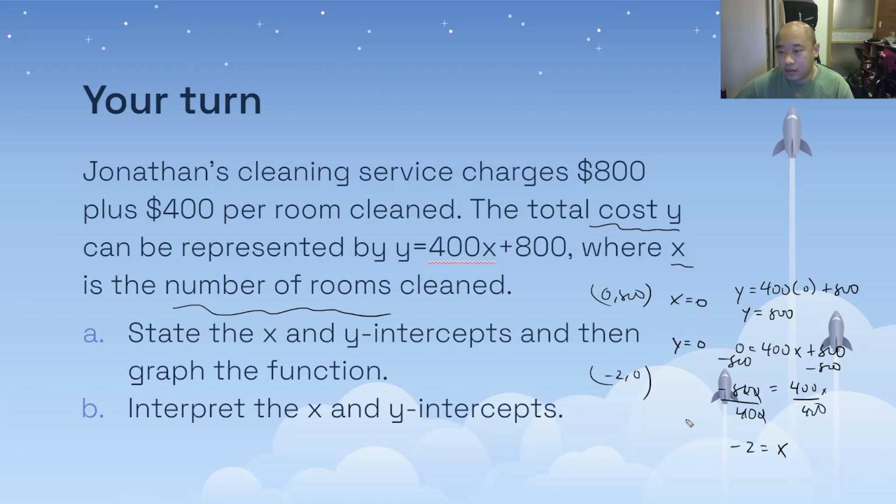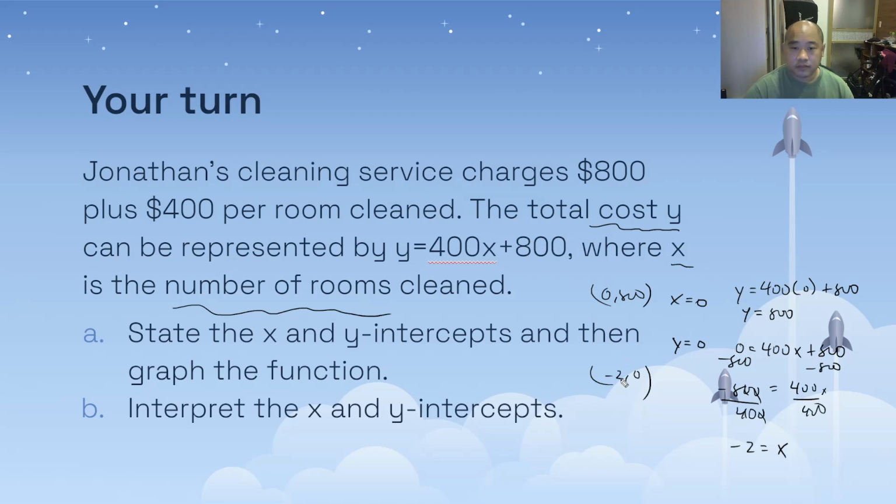All right. The first one, where X is the number of rooms cleaned, if you haven't cleaned any rooms at all, then it will cost $800. That's what this first intercept means. If you hire him, but you have 0 rooms to clean, it's going to be $800 right away before he even cleans anything. And then if he cleans a room, it's $400. He cleans another room, it's $400. But before he cleans anything, if you've hired him, it's going to cost $800.